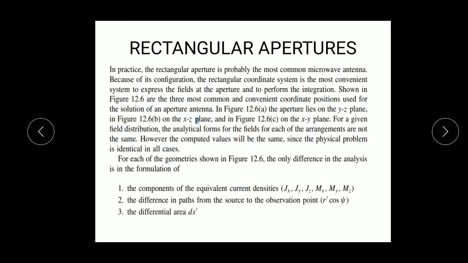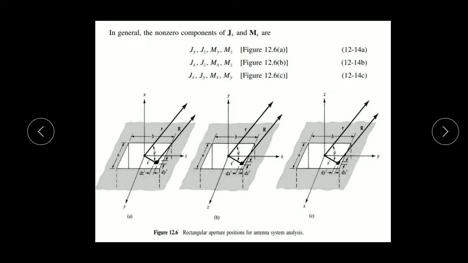For the physical problem for each of the geometries shown in 12.6, the only difference in the analysis is in the formulation: the components of the equivalent current densities Jx, Jy, Jz, Mx, My, Mz, the difference in path from the source to the observation point, R' cosine, and the different area element ds'. So there are three types of apertures.